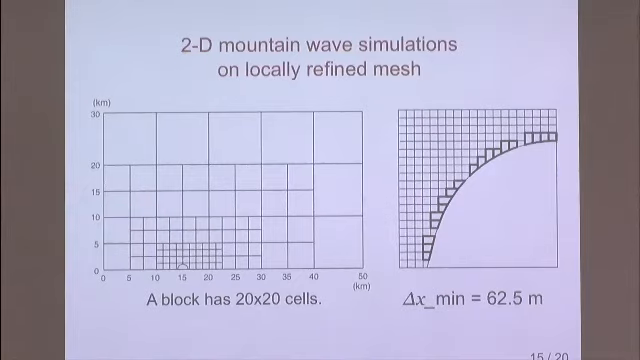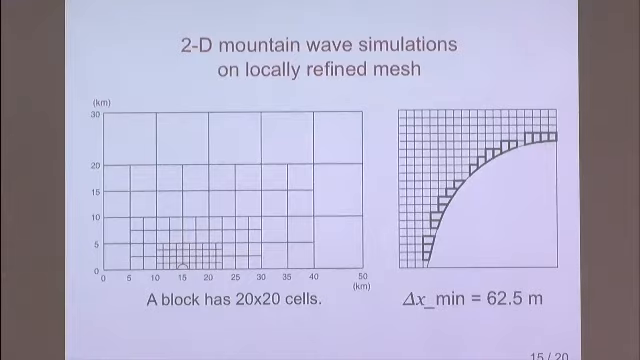In this test, the domain is divided into these blocks, and I used 4 sizes and different blocks, and each block has 20 by 20 cells. Different from the last test, this one is an XZ domain, and I put an initial constant horizontal velocity from this way, and there is a semicircular mountain located on the boundary.